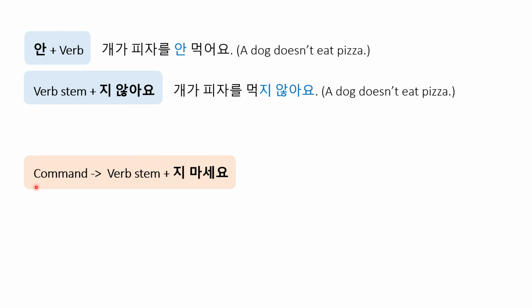For a do not command sentence, put 지 마세요 after a stem of a verb. 피자를 먹어요 means eat pizza. If you put 지 마세요 after a stem of the verb 먹, 피자를 먹지 마세요. Do not eat pizza.